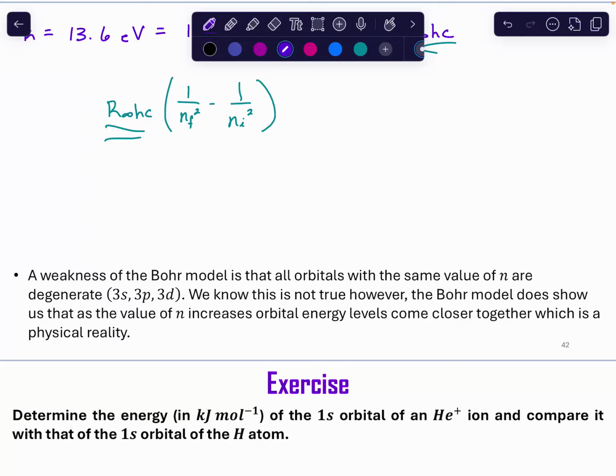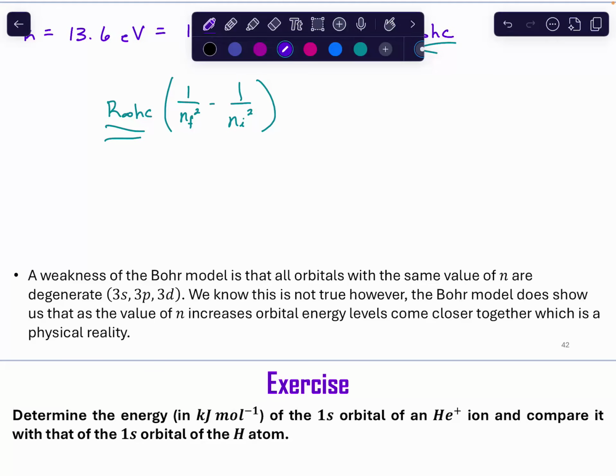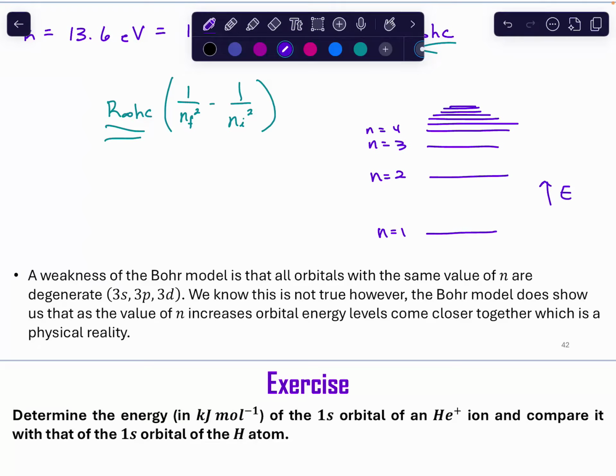But the Bohr model does show us that the value of n increases orbital energy levels. But for higher values of n, orbital energy levels are going to come closer and closer and closer together, which of course is a physical reality. So if you think about n equals 1 here, n equals 2 here, 3 here, 4 here, and so on and so forth until they're virtually on top of each other. The Bohr model does accurately predict that.